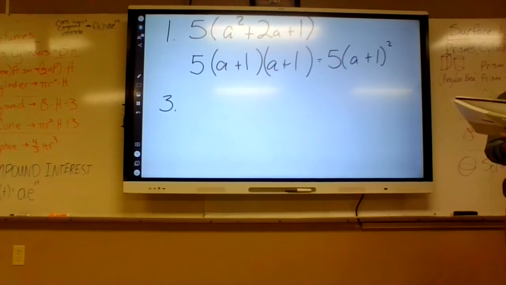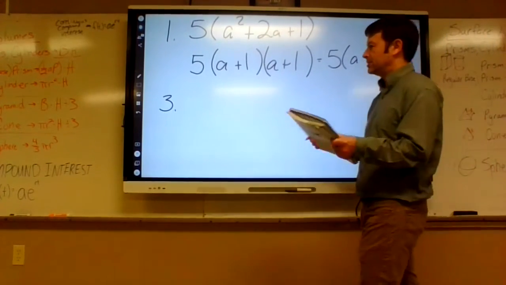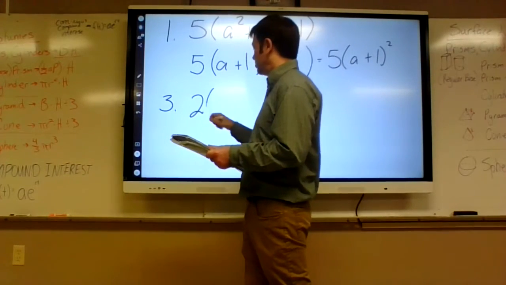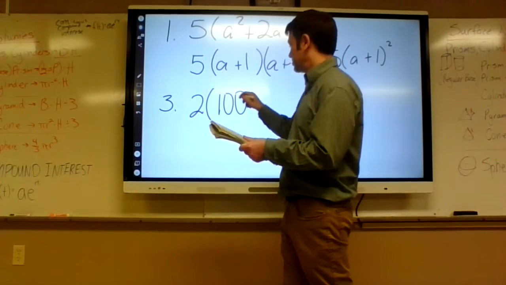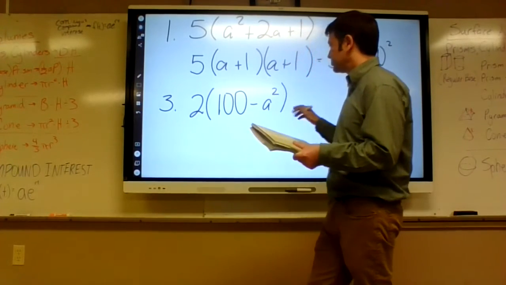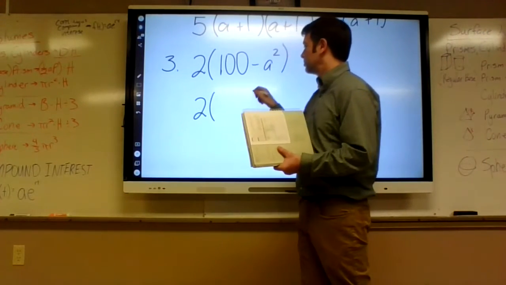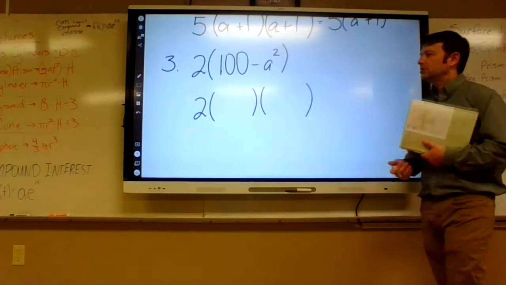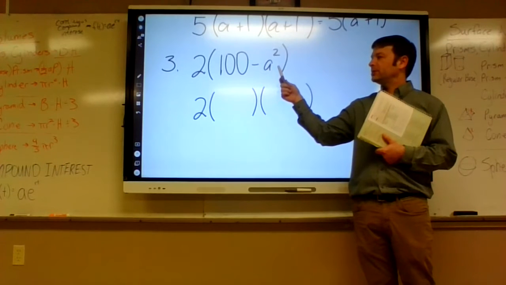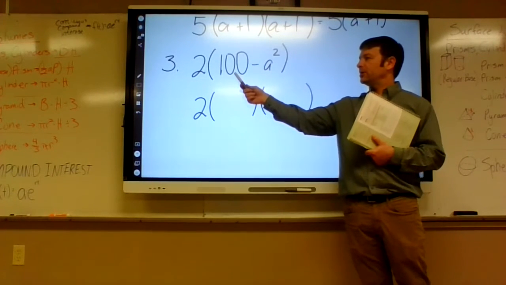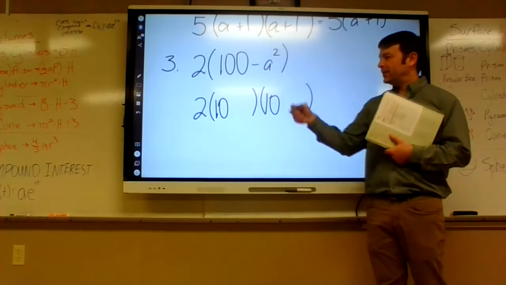Number 3, can I take anything out? Yeah, it looks like just a 2. What's left after I take the 2 out? 100 minus a squared. What do I have in parentheses right there? This is a 10 squared minus a squared, right? So this should factor. What goes into 100? 10 times 10.